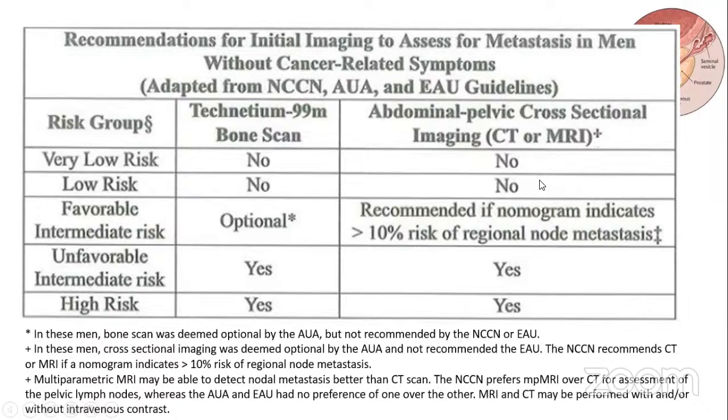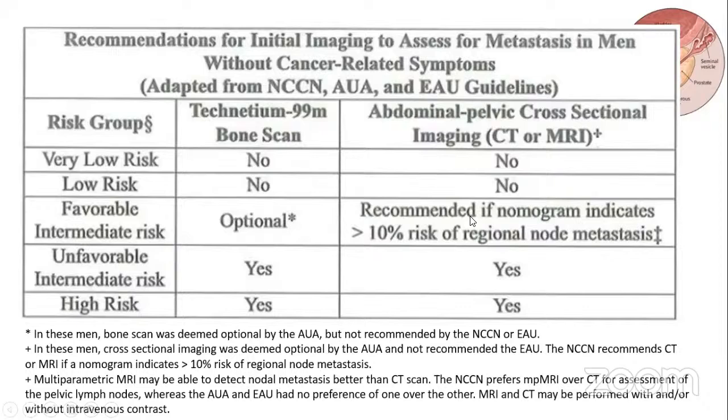In very low risk or low risk, we are not required to do this, it's not important to do CT or MRI in this group. But in favorable intermediate risk, it is recommended if the nomogram indicates more than 10% risk of regional lymph node metastasis. This is recommended by AUA, but not recommended by EAU. The NCCN recommends CT or MRI if the nomogram is more than 10%, as we mentioned.